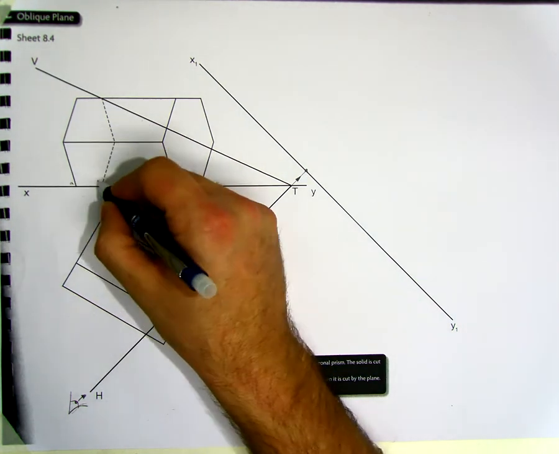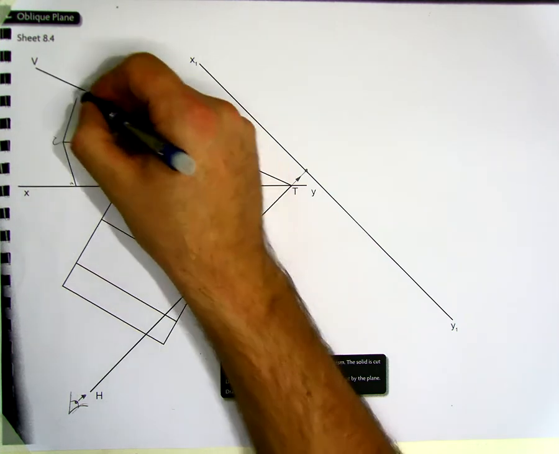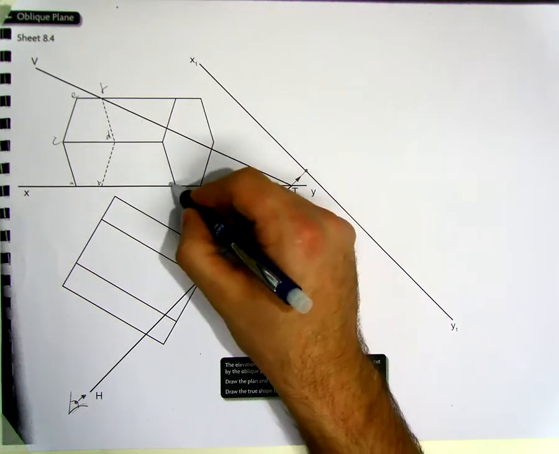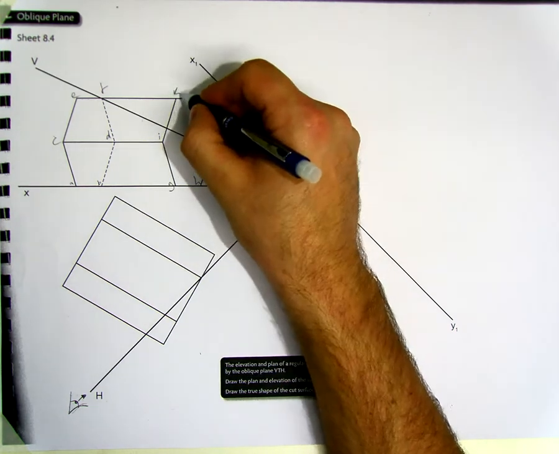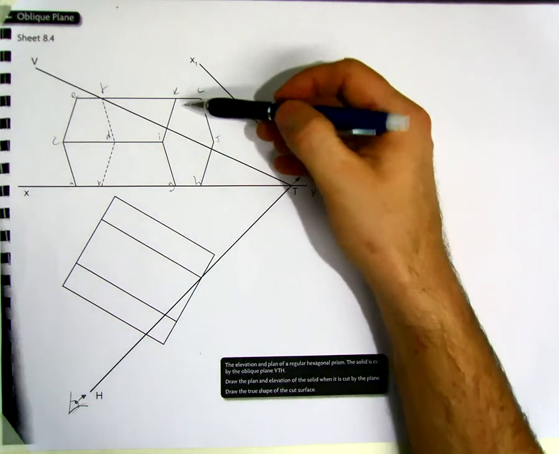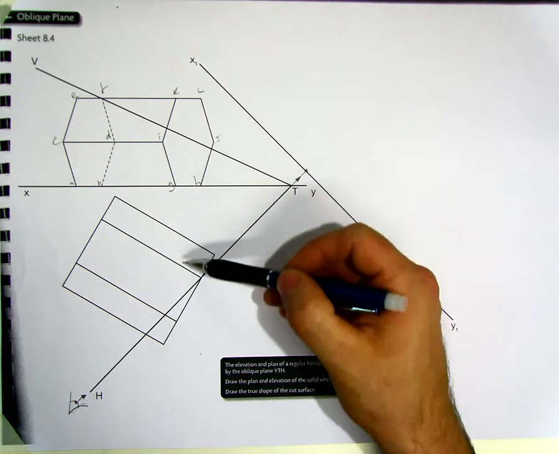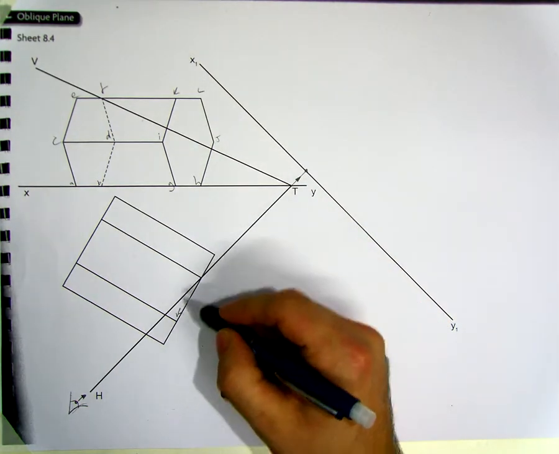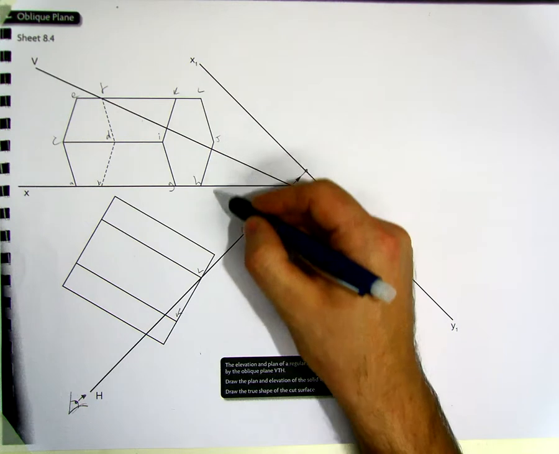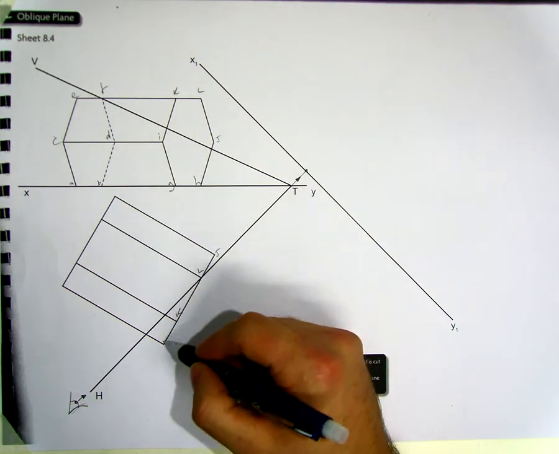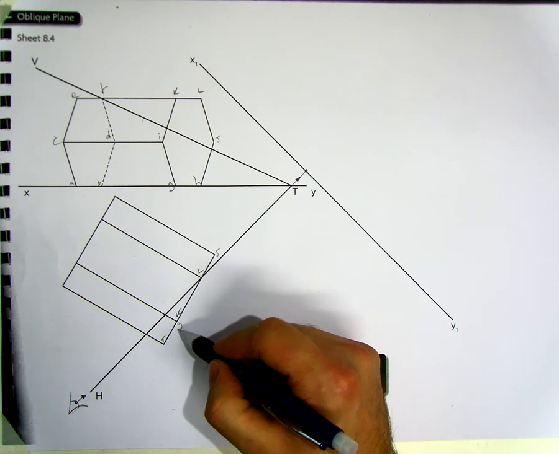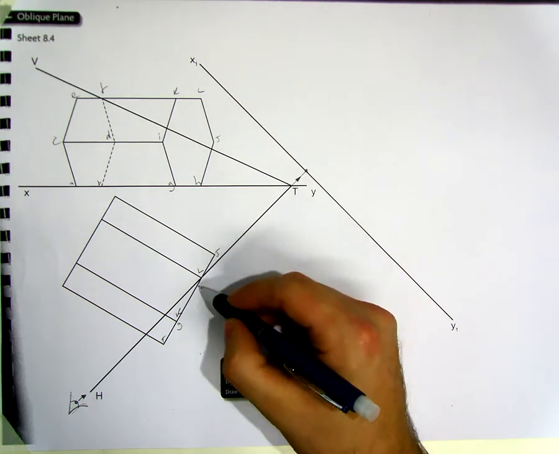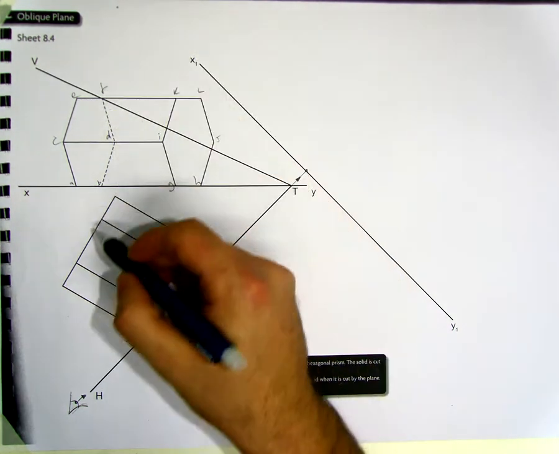So we have A, B, C, D, E, F, G, H, I, J, K, L. And just make sure it's labeled correctly in plan. So K has to be directly below it. So that's K on the top surface, L; J is on the outside, I is on the outside, and G is directly under K. So there's K, there's G, and H is directly under L. Same over here, E and F are on the top two surfaces.